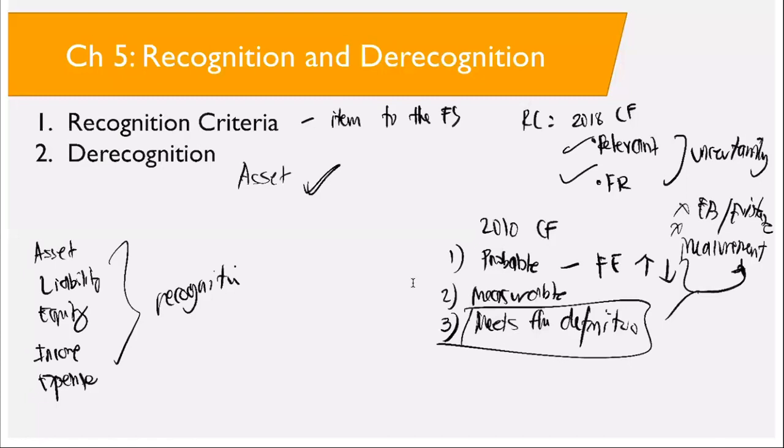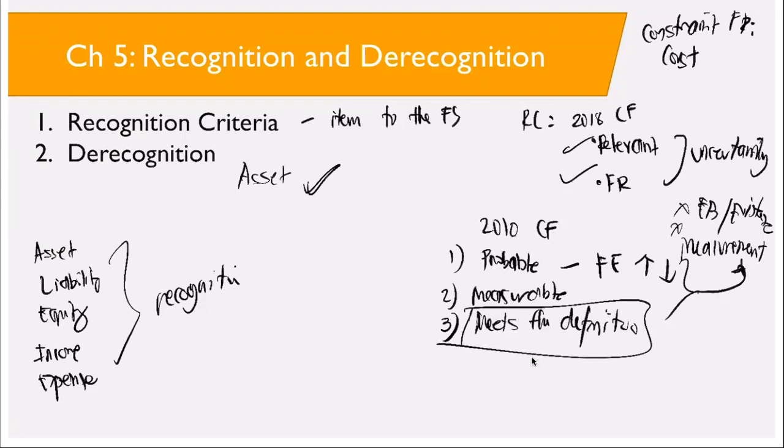When can we say we can recognize? If it is relevant and faithfully represented. But of course, it must meet the definition of the particular item. So if an item is presented in the FS, plus it meets the definition of this FS. Okay, there is one constraint on financial reporting. What is this constraint on financial reporting? This is your cost constraint. Remember, this one is already discussed in your AE 100. What do we mean by your cost constraint again? Cost constraint happens if the cost exceeds the benefits.